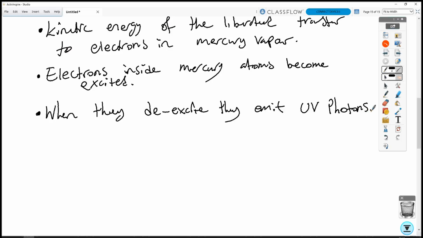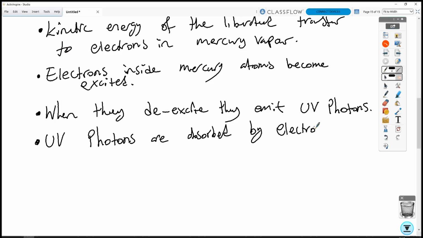And again, they're emitting UV photons in all directions. You can't control which direction. Because they're in a tube, it doesn't matter which direction the photons go in, all photons will end up on the edge of the tube at some point. Right? So UV photons are absorbed by electrons in phosphor coating or phosphor atoms.